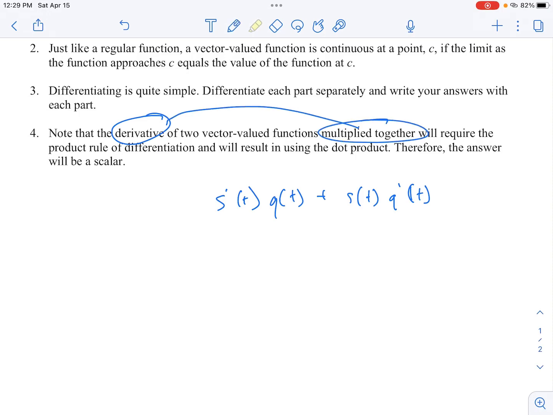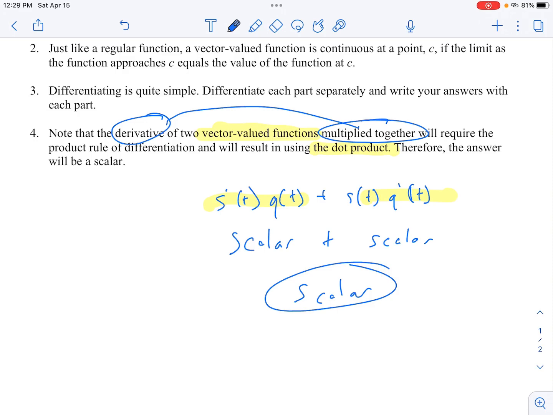But here's the thing to note, and this is where it gets a little weird. Since these will both be vector valued functions, whenever you multiply each of these together, you're going to end up using the dot product, which is going to get you a scalar plus another scalar. And so your final answer is going to be a scalar, just a regular number. It's not going to be another vector.